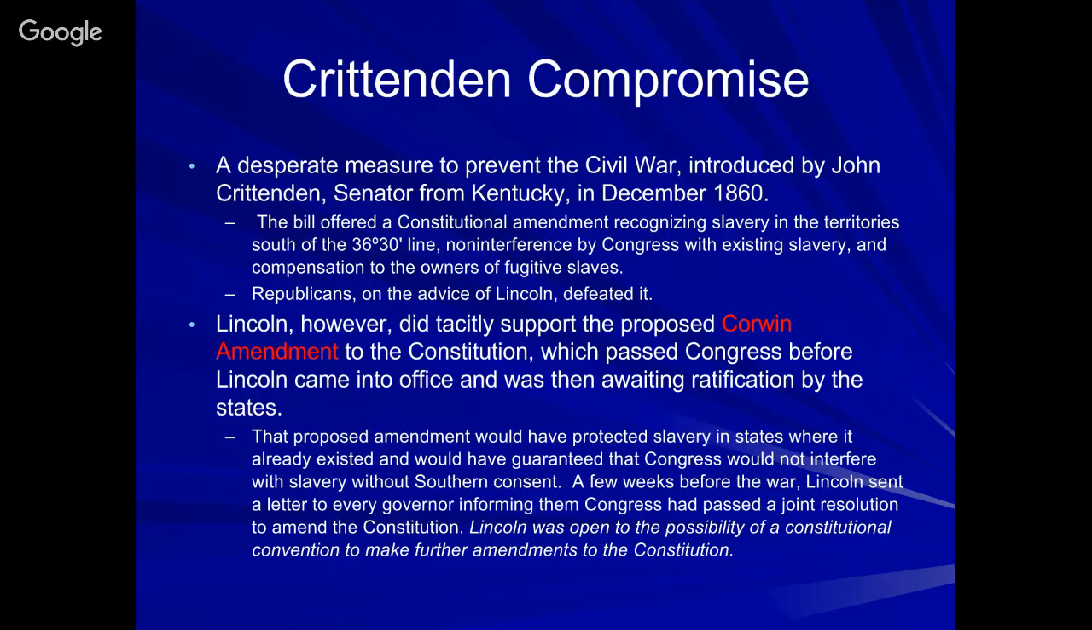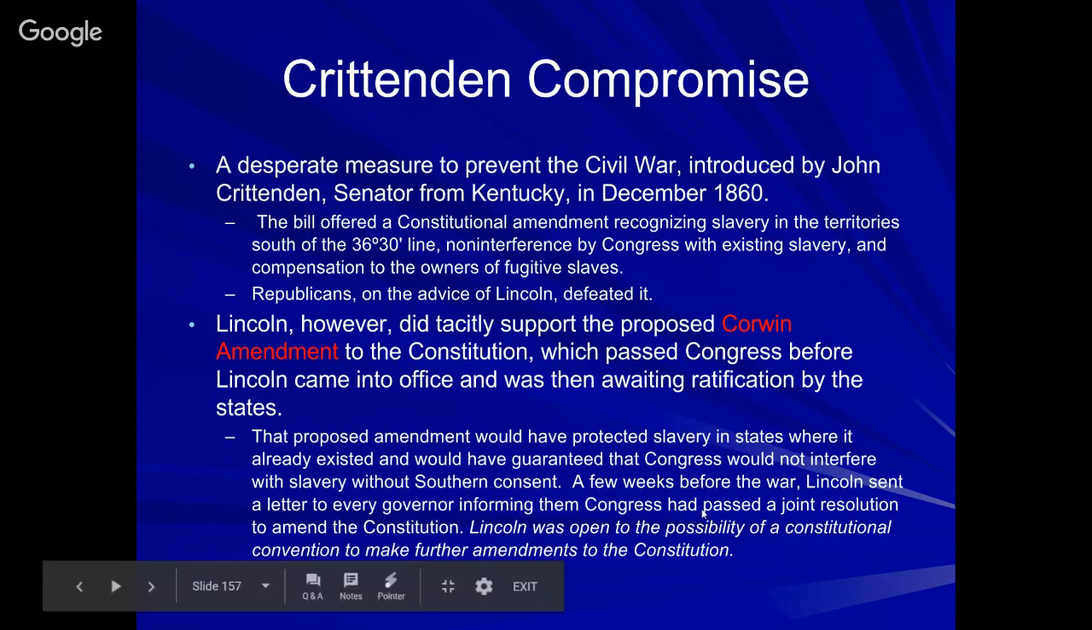The Corwin Amendment would have protected slavery in states where it already existed. It would have guaranteed that Congress would not interfere with slavery without Southern consent. A few weeks before the war, Lincoln sent a letter to every governor informing them Congress had passed a joint resolution to amend the Constitution. So essentially, Lincoln was open to the possibility of a constitutional convention to make amendments to the Constitution in order to prevent civil war. Okay.